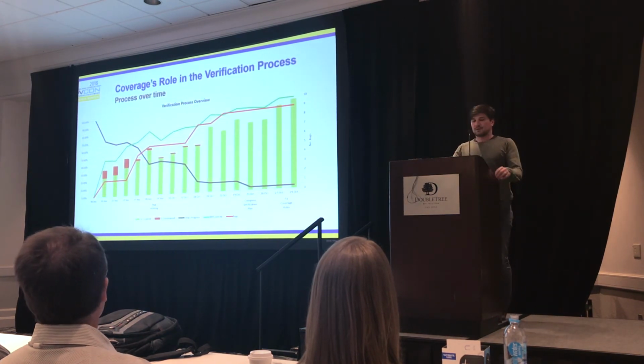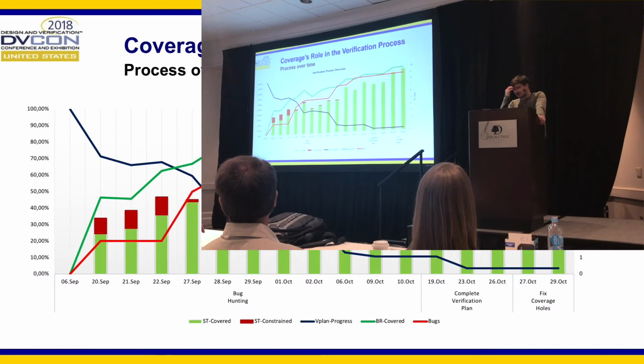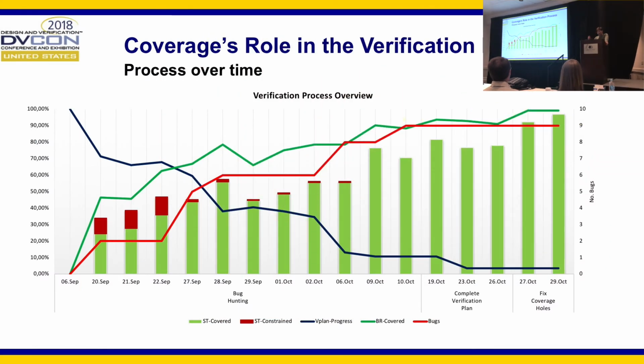Here I want to present how the overall verification process was running over time. We started in September with no results. From the beginning we had a verification plan, which is the blue trend, so we started from 100% uncovered verification plan. We had no assertions at the time, and with time we started to write assertions and cover the verification plan.